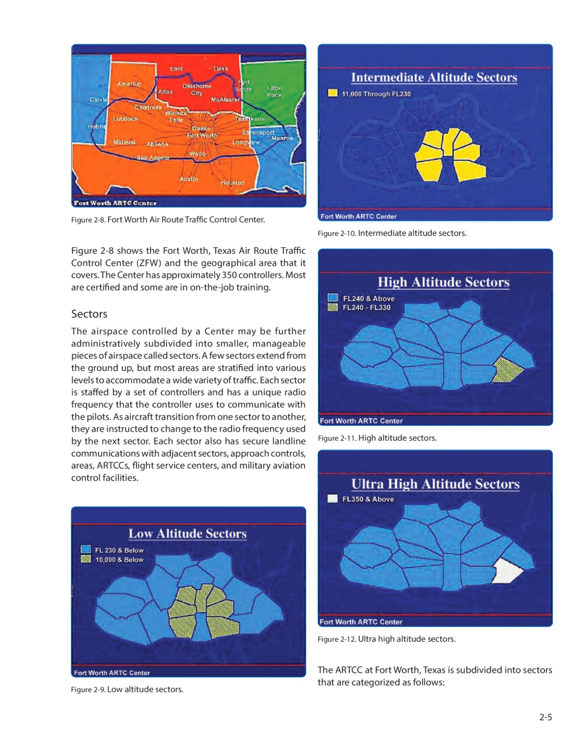As aircraft transition from one sector to another, they are instructed to change to the radio frequency used by the next sector. Each sector also has secure landline communications with adjacent sectors, approach controls, areas, ARCs, flight service centers, and military aviation control facilities. The ARC at Fort Worth, Texas is subdivided into sectors that are categorized as follows.